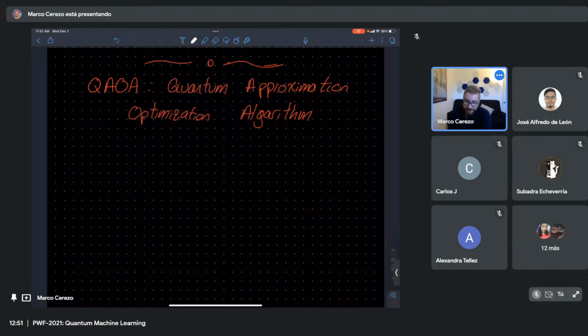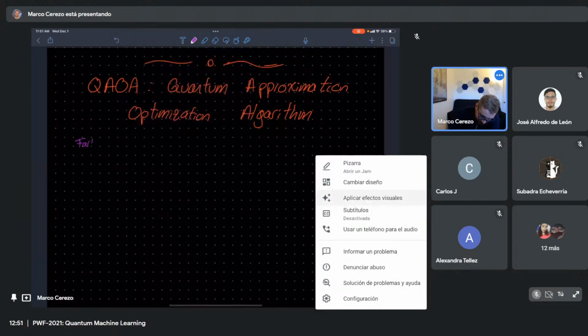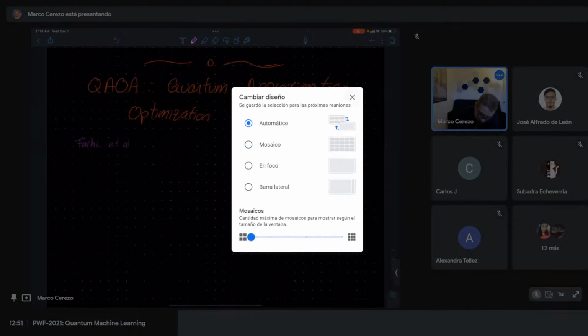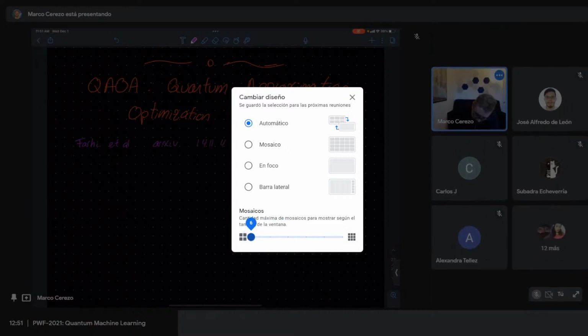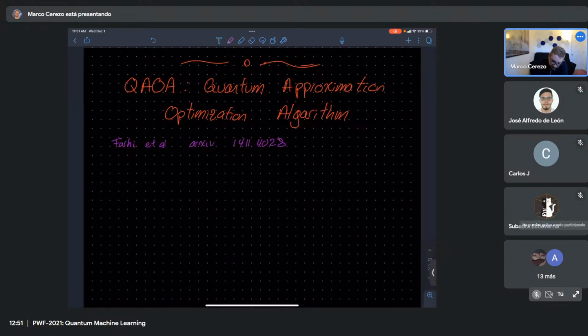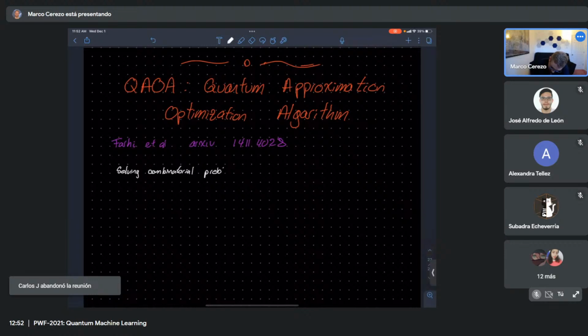So let's start going. QAOA is one of the most famous quantum algorithms out there. It was developed by Farhi et al. You can find this paper in the arXiv as 1411.4028. So what is this quantum approximation optimization algorithm? This is an algorithm used for solving combinatorial problems in quantum computers.